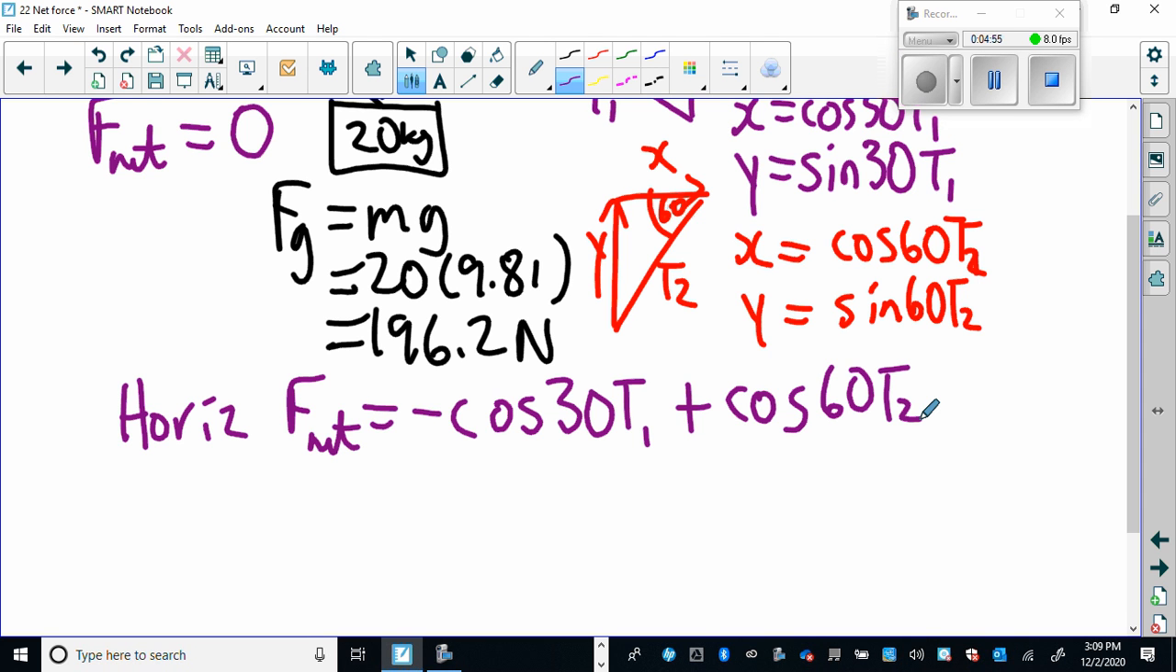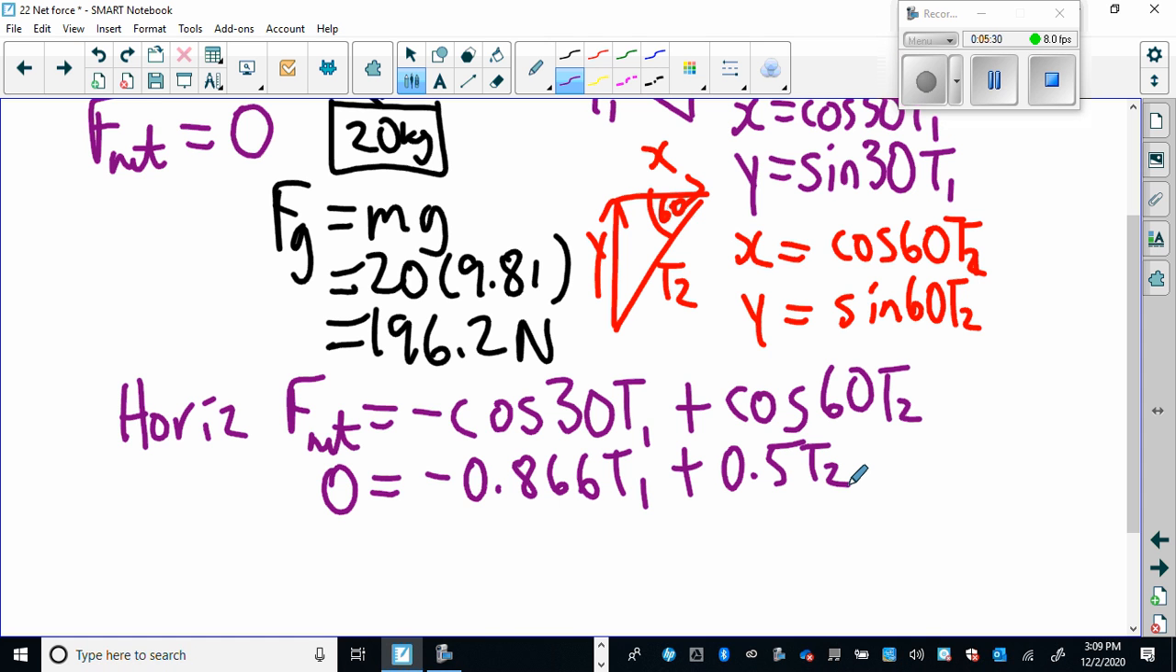Okay, and we know the net force is 0, so this becomes 0 equals, now I'm going to change these numbers right away because people look at this and they get confused and it looks very convoluted. So I'm just going to get my calculator out and go cosine 30 and just get a numerical value, just because I think people will feel generally more comfortable with this. 0.866 T1 plus, and the cosine of 60 is 0.5, 0.5 T2.